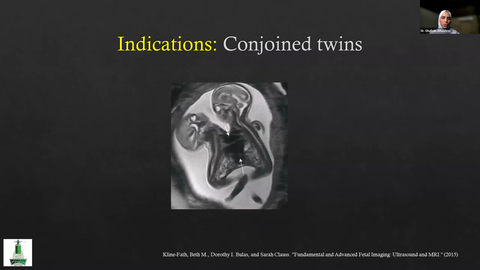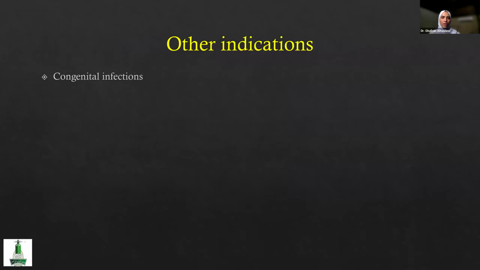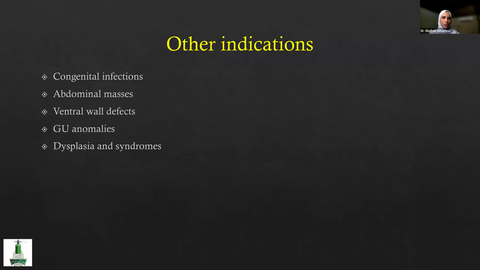Another use of fetal MRI is in the evaluation of conjoined twins. However, this is not common, alhamdulillah. Other uses for fetal MRI can be in congenital infections. It can be useful as well in abdominal masses, in ventral wall defects assessment, in GU anomalies assessment, and assessment of skeletal dysplasias and syndromes.